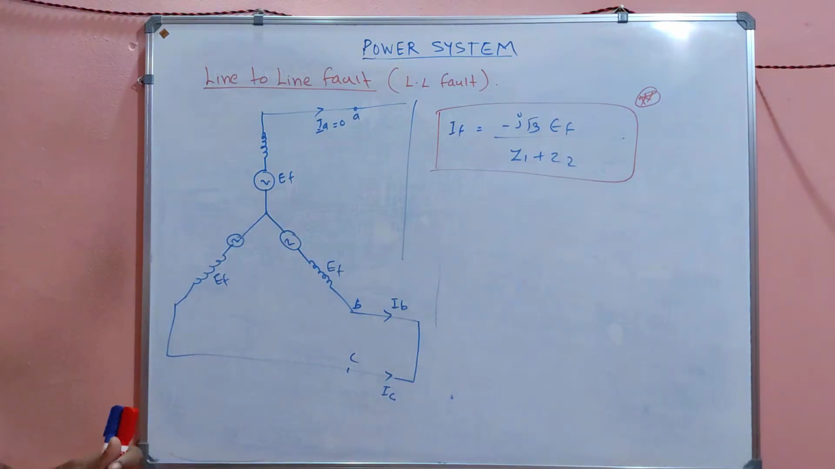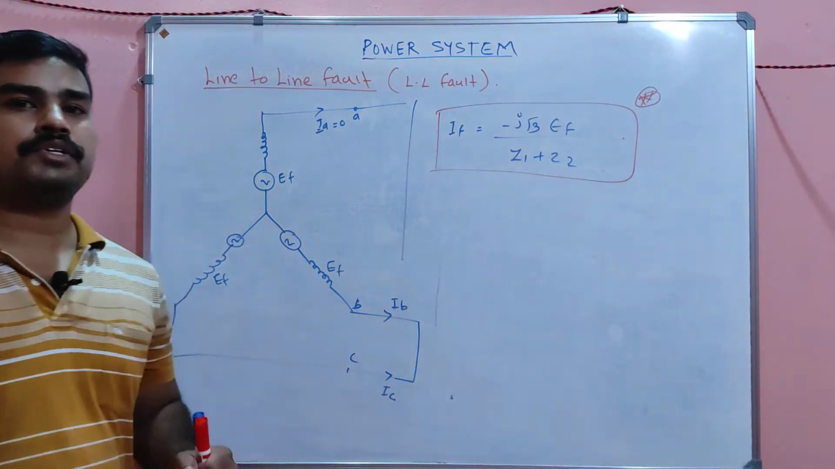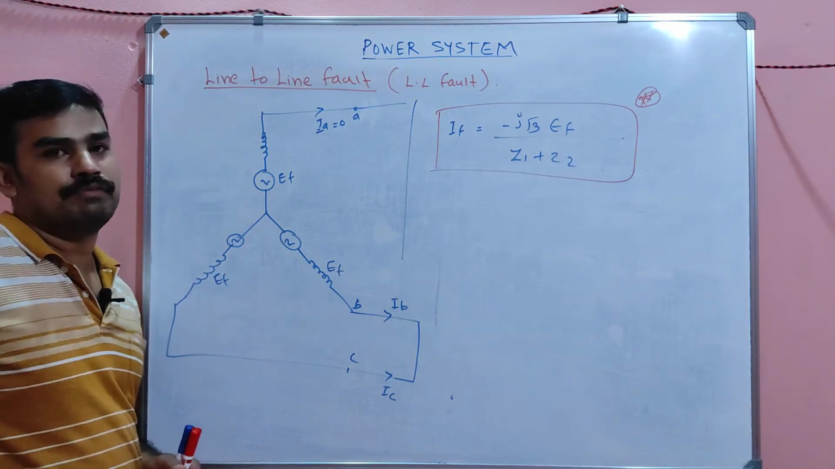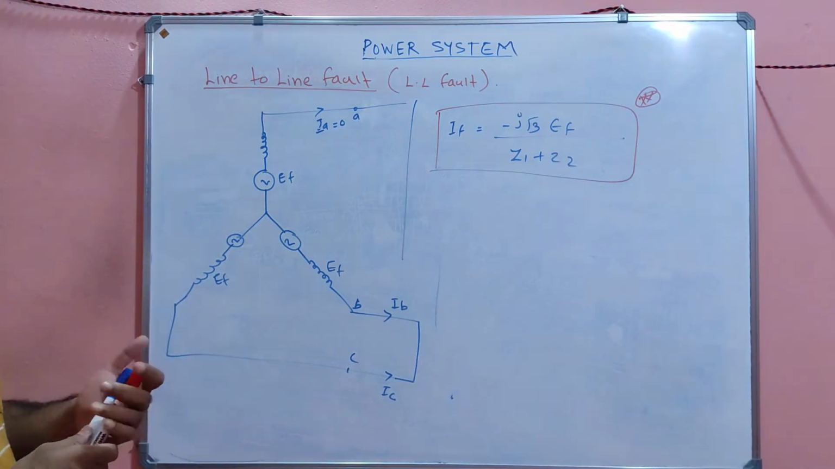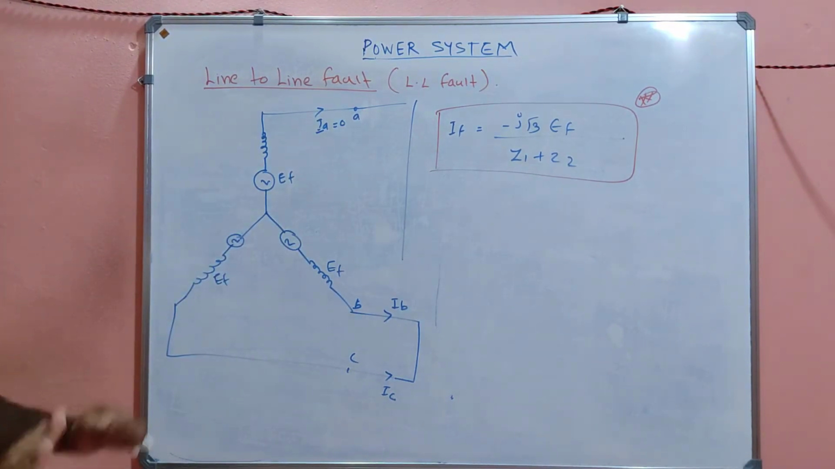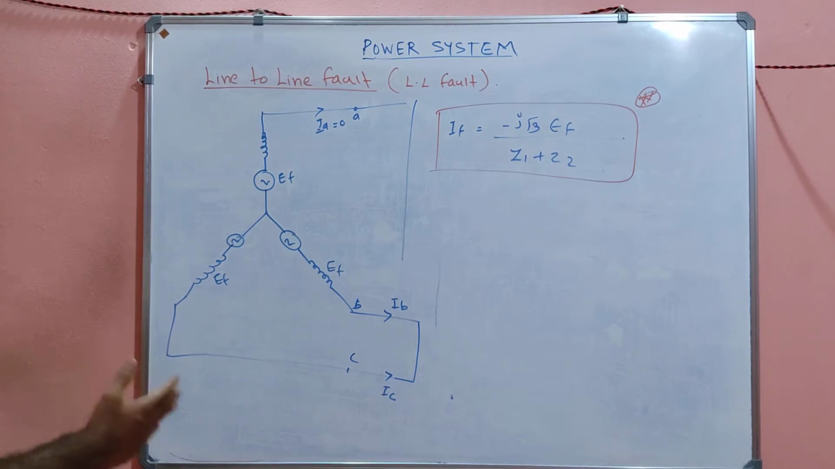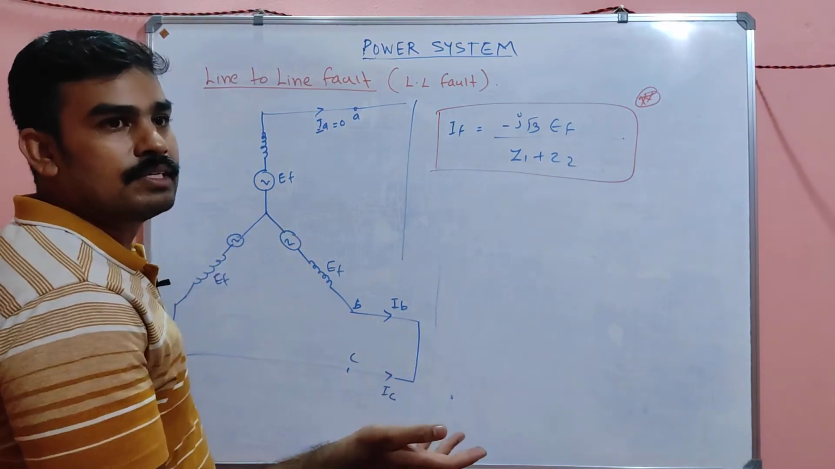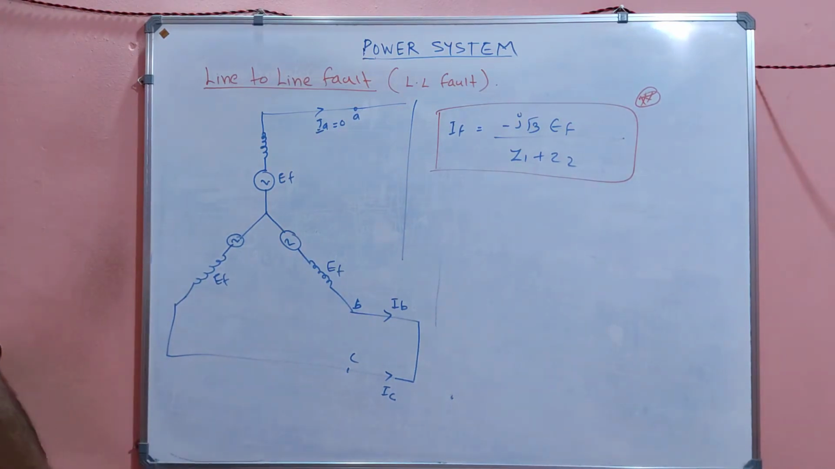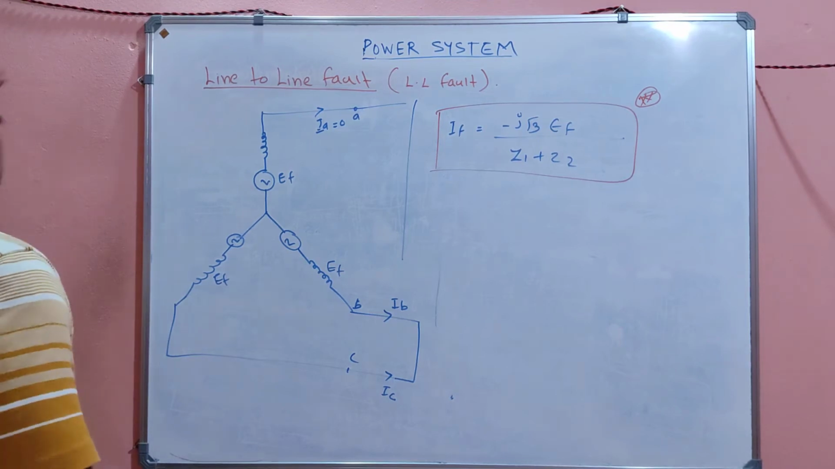Is it clear, my dear? Is everything clear to you? So that is the equation of the fault current. You just need to know this equation, that's all. There is no ground, so we don't want any solid connection or something like that. Even if it is grounded, it will not affect the fault current.